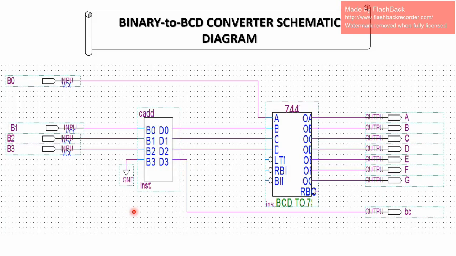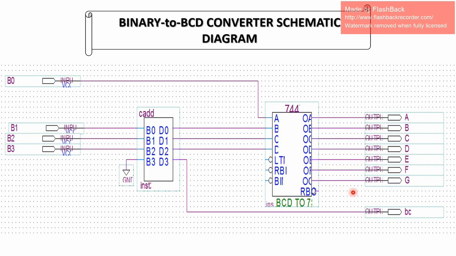Here is the binary to BCD converter schematic diagram. This circuit is made from two modules, which are CADD3 and also the 7447 IC. CADD3 stands for conditional adder, which functions to add the value of 3 to the given input, and the 7447 IC is a BCD to 7-segment converter.